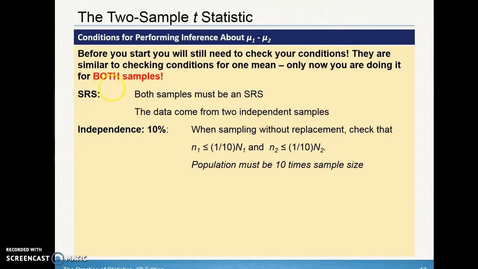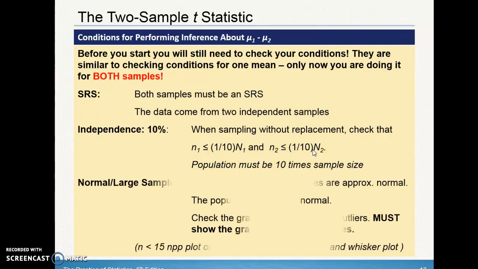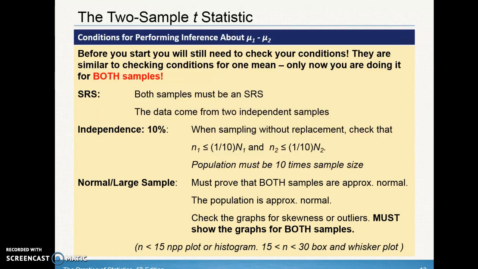And make sure whenever you're writing these conditions that you state simple random sample of 20 people, simple random sample of 30. And then when you check the independence condition, make sure you're stating, therefore, independent. So this independence condition is going to be that the population is 10 times the sample size. Now notice you're doing that for population 1 and population 2 because I have two populations here.